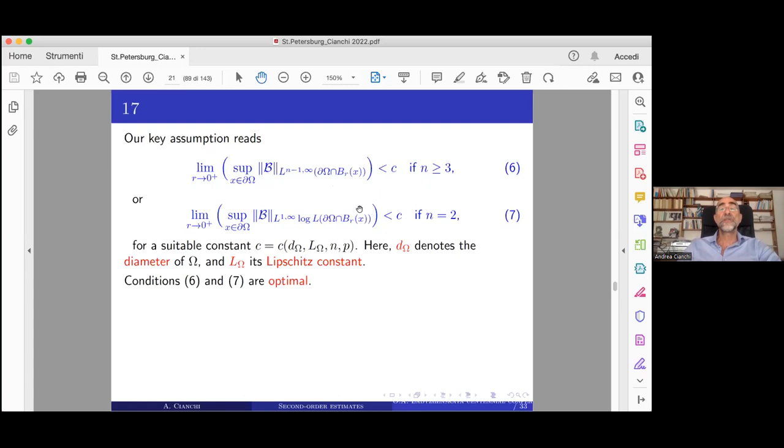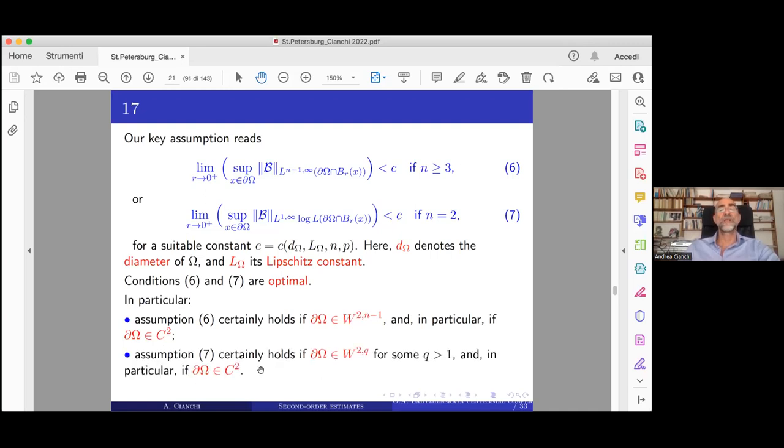And it turns out that these conditions are not just technical, but apart from the value of the constant, these are in fact optimal. So these are satisfied if the boundary is C2, as you can imagine, or even if the boundary is W2, n minus one. So if the curvatures belong to the strong L n minus one space. So this is like a fine weakening of membership in the L n minus one space. And similarly, in the two-dimensional case, membership in W2,q with q larger than one suffices. However, let me mention that there are sets omega for which these are true, but for which the boundary is not even C1.